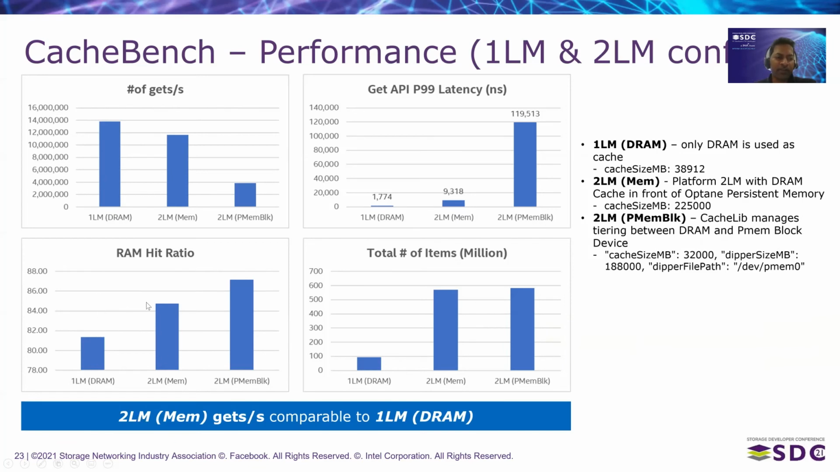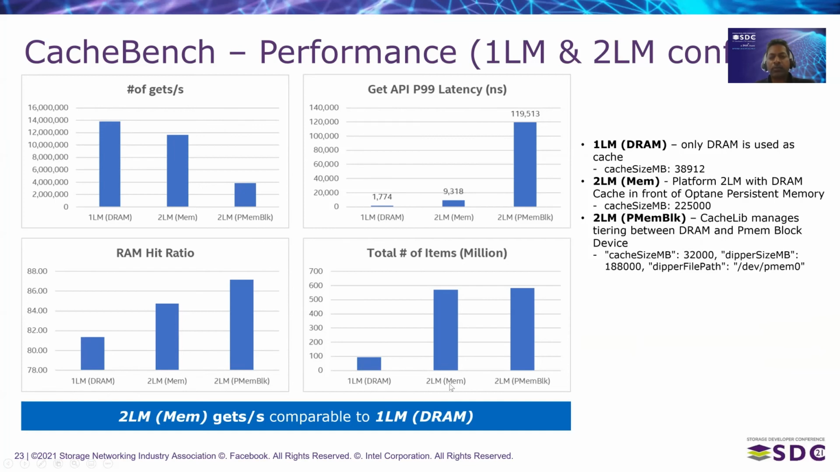The hit ratio is somewhat higher with the 2LM, primarily because you have higher capacity. The total number of items is also higher on the 2LM, primarily because you have higher capacity, so you can store a lot more items compared to the DRAM, which has the smallest capacity.